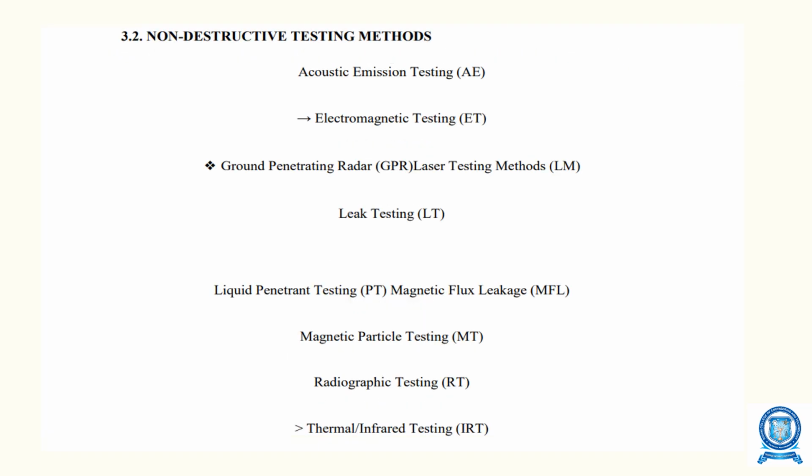So NDT testing methods are classified mainly into 8 types: acoustic emission testing, electromagnetic testing, ground penetrating radar testing, leakage testing, liquid penetrant testing, magnetic particle testing, radiographic testing, and thermal or infrared testing.